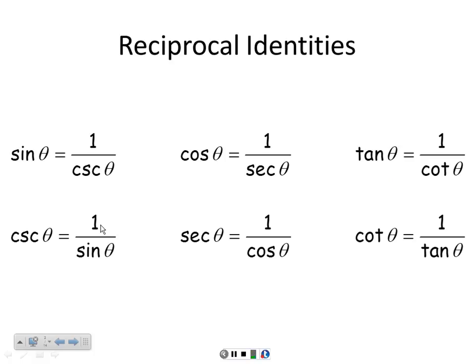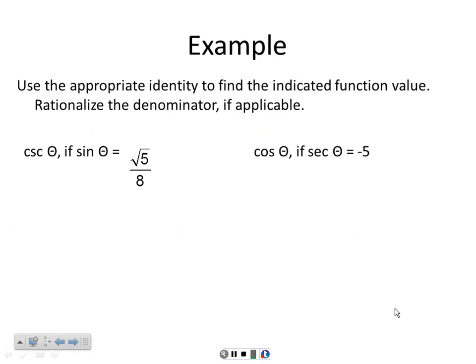Cosecant theta is going to be 1 over sine theta. Secant theta is going to be 1 over cosine theta. And cotangent theta is going to be 1 over tangent theta. Okay, so how are we going to use this?